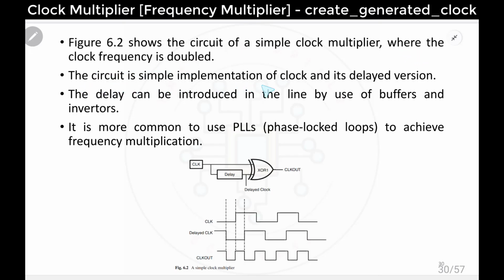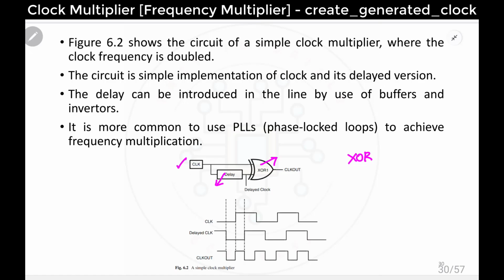The circuit is a simple implementation of the clock and its delayed version. The delay can be introduced in the line by using buffers and inverters. So simply, if you want delay, you can use inverters as well as buffers. It is more common to use a phase lock loop to achieve frequency multiplication. Here this is done by using an XOR gate. For an XOR gate, whenever inputs are the same, output will be 0. If not, it will be 1.